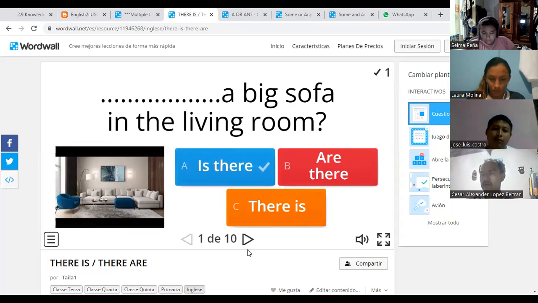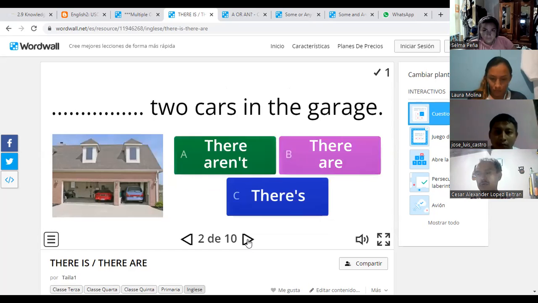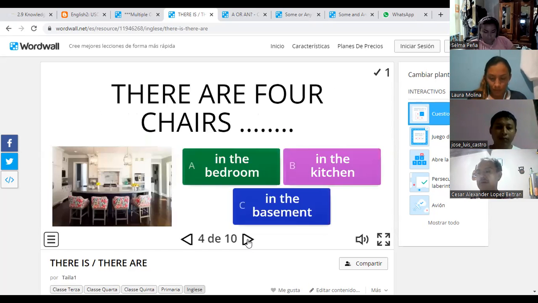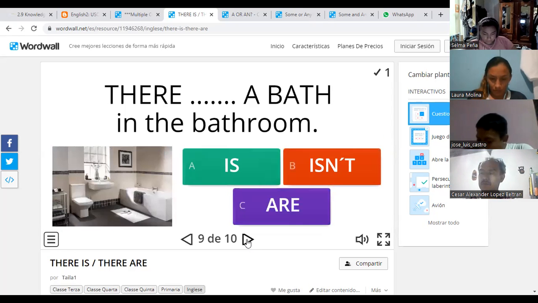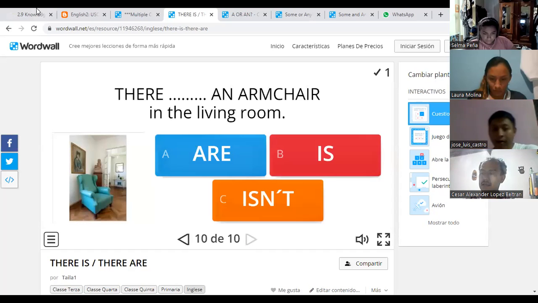Okay, let's see who will be the first one to send it. Okay, there are only 10, right, guys? Just 10. You can decide if there is, there aren't, there are, is there, okay? Very easy. Oh, remember that all this vocabulary is something that we have seen, right? Este vocabulario es algo que ya hemos estado viendo, right? Furniture. So come on, guys, let's see.